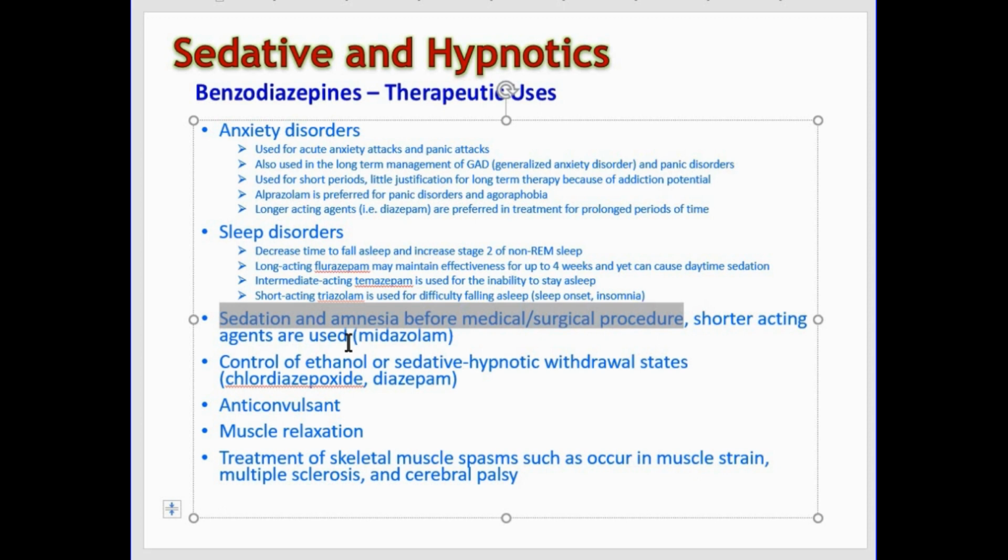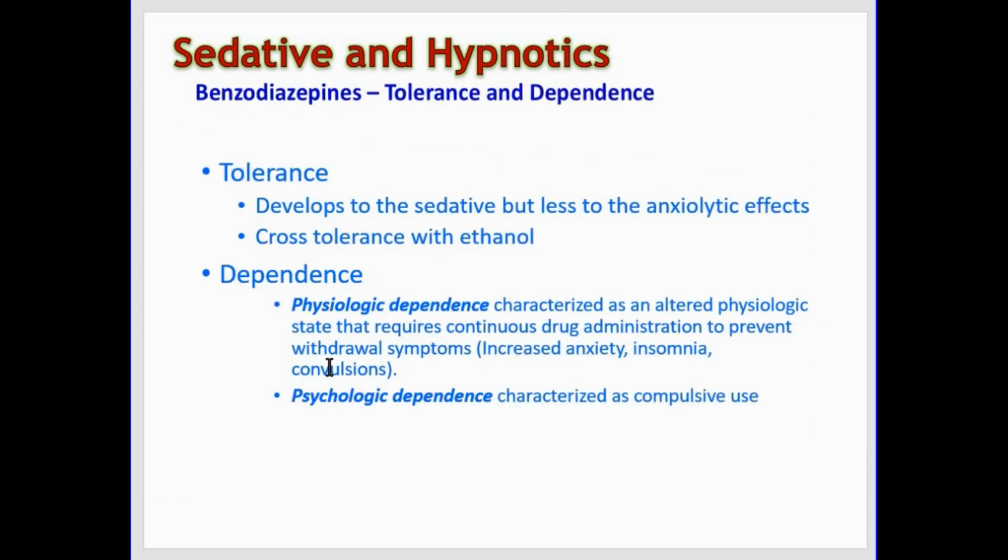So the short-acting drugs could be used for those, whereas you want to use the intermediate-acting drugs for sleep disorders. And then some of these benzodiazepines are also used for withdrawal and ethanol dependence. So we'll see this in the next few chapters. Okay, and then tolerance and dependence.